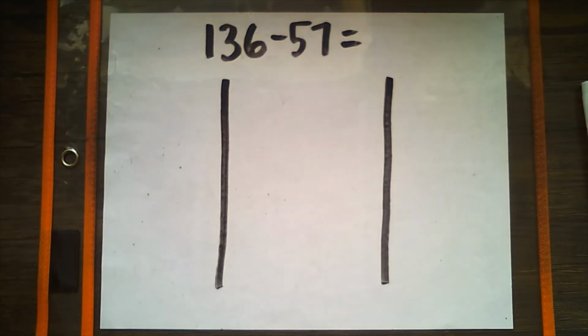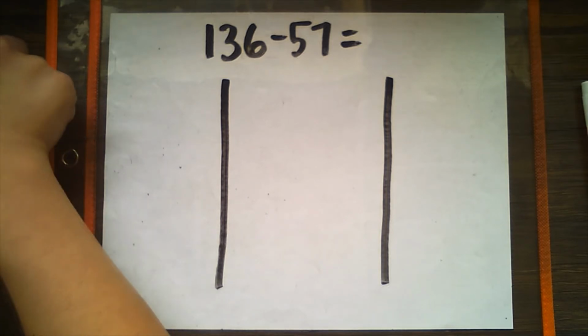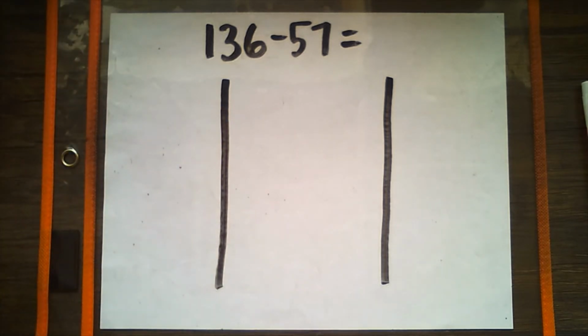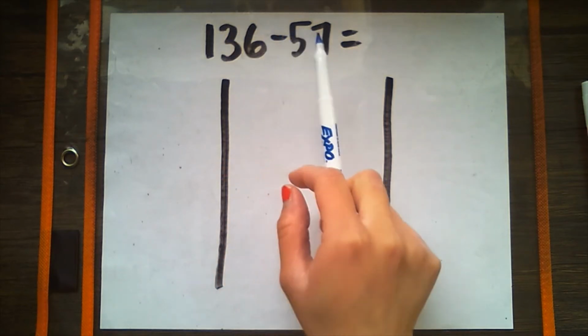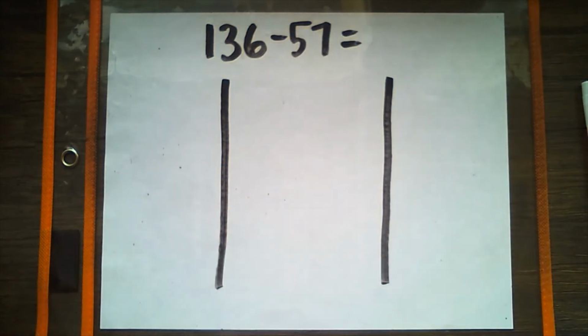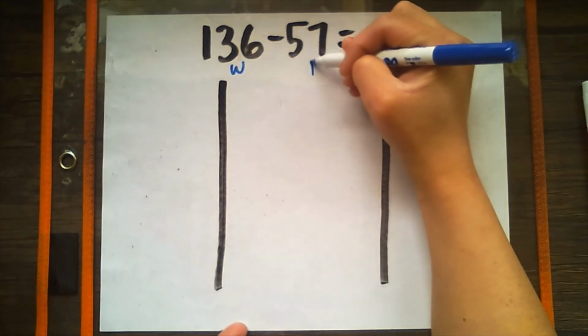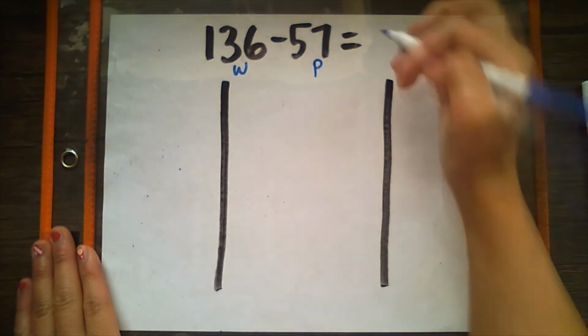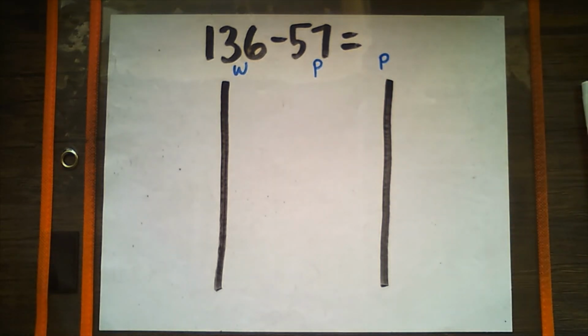All right, friends and families, welcome to the last part of our teacher model here. As usual, let's go ahead and read the number sentence first, followed by labeling our wholes and our parts. Okay? 136 minus 57 equals. Remember, when we see a subtraction number sentence, it always begins with the whole first, followed by the part that is given in order for us to solve for a missing part. Let's go ahead and begin.